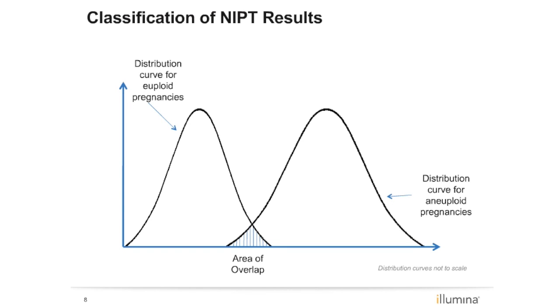Some laboratories will choose a single value and draw a line as a threshold and report either negative or positive results depending on which side of the line the result falls. Other laboratories use a dual threshold approach and refer to this area of overlap as a borderline result. Some labs may apply a risk score to these results as well. When patients receive a borderline result, genetic counseling is recommended about these results in the context of their individual clinical picture.